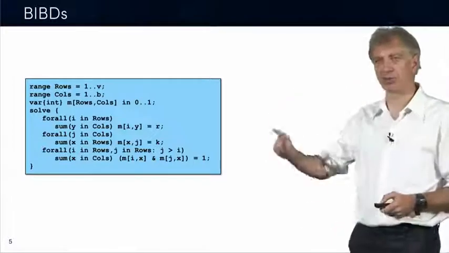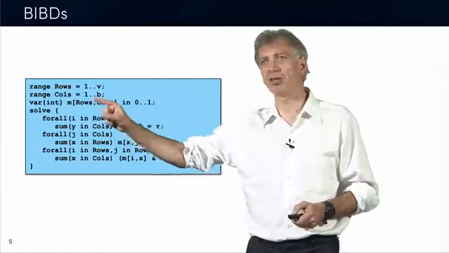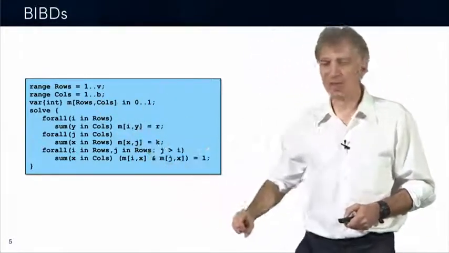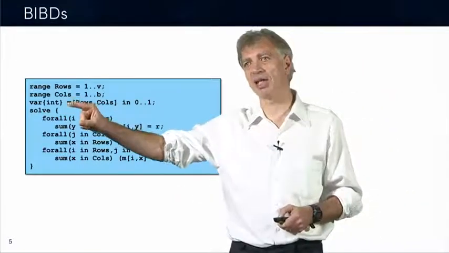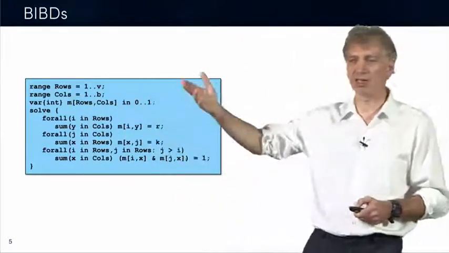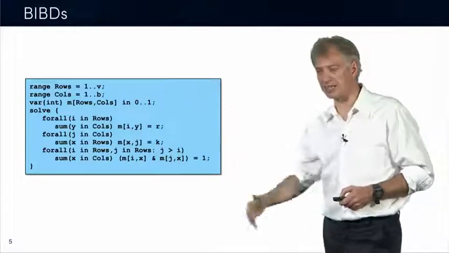The model is actually very simple. We are looking for a matrix of 0, 1 variables. So essentially the decision variables are going to be M[i][j], telling you what is the value at position i, j in the matrix.